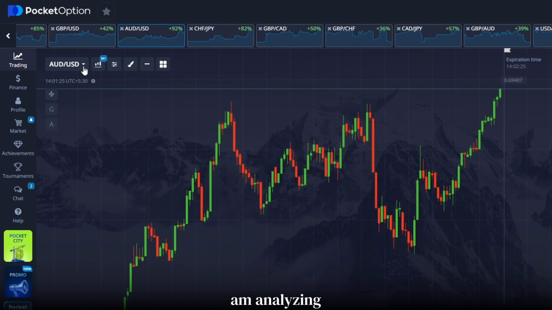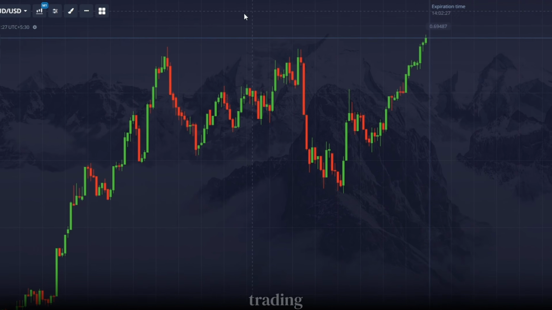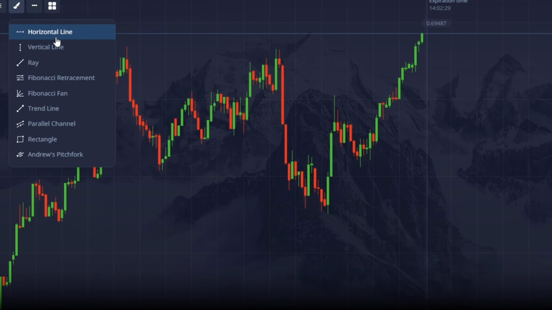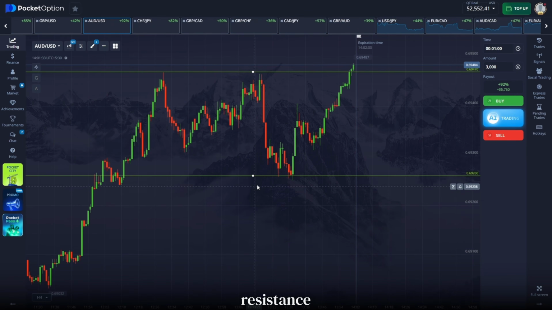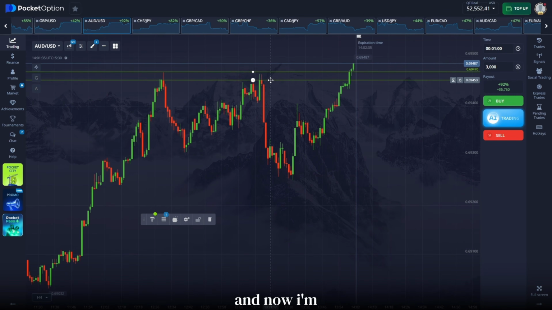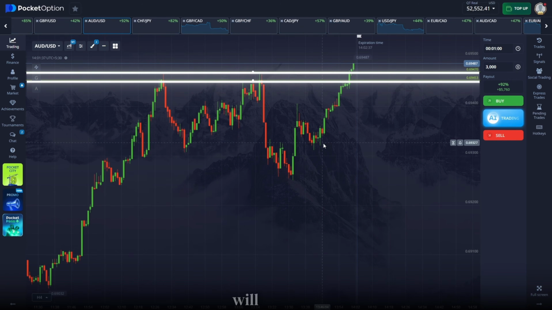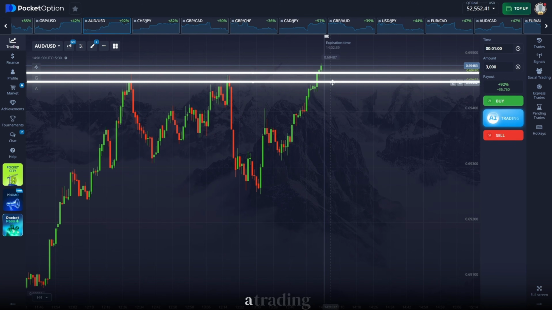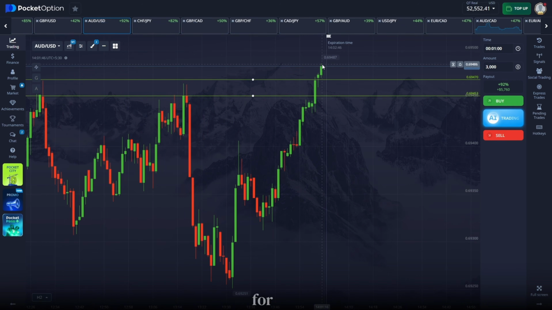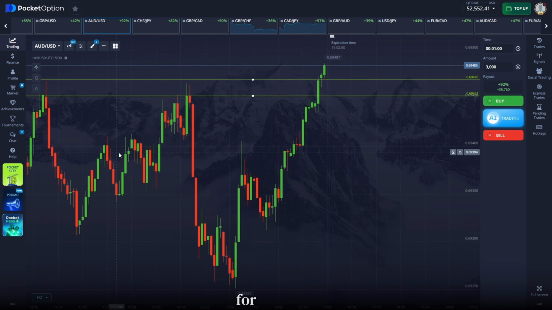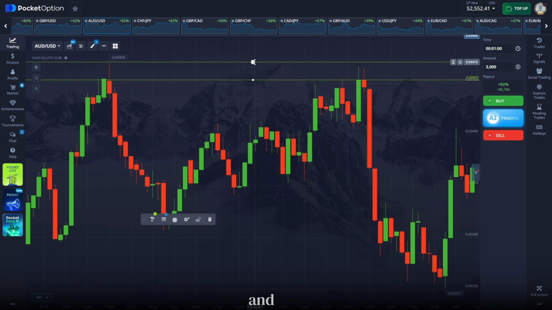Right now I am analyzing AUD/USD chart and I have a trading opportunity here. Price recently gave a breakout from a major resistance zone, and now I am expecting that this resistance will become support and we will have a trading opportunity from this zone in the upside direction. Now as the price is going up, I will wait for the price to fall and hit this zone. Once price reach here, I will look for reversal confirmation and will place my trade.